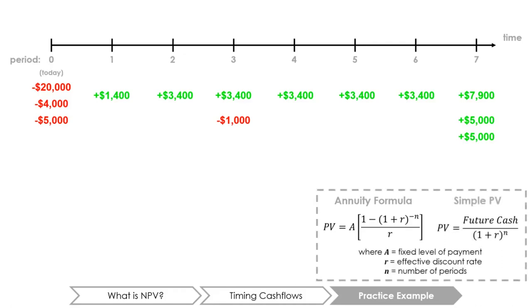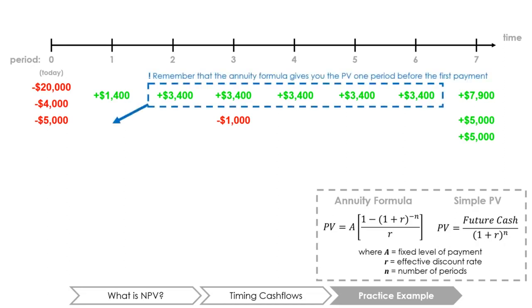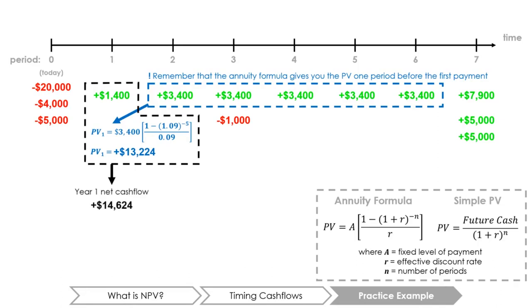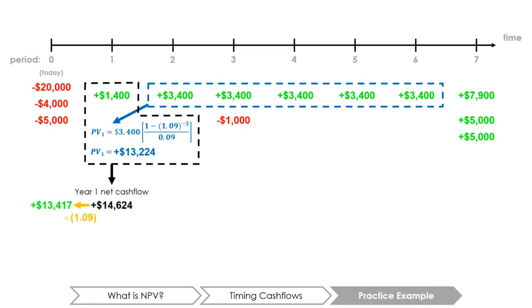From years 2 to 6, we have net cash inflows of $3,400. I'm choosing not to combine the $1,000 outflow in year 3, so I can treat this as an annuity with fixed payments of $3,400. We can discount all the cash flows to year 1 by taking $3,400 over 0.09 times 1 minus 1 over 1.09 to the power of 5. Now we can discount the whole thing to year 0 by dividing it by 1.09.